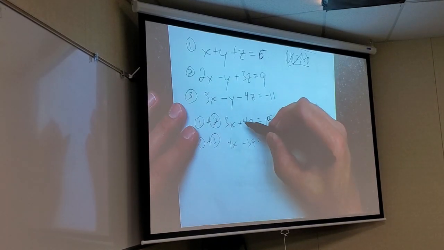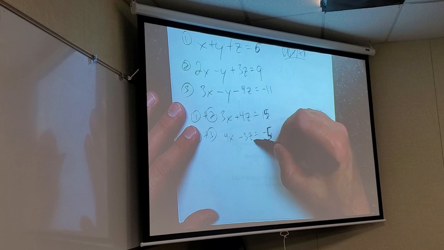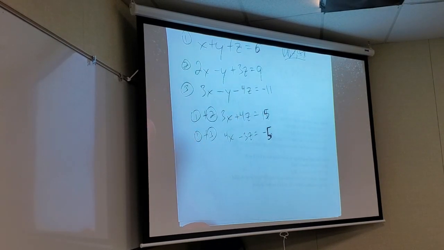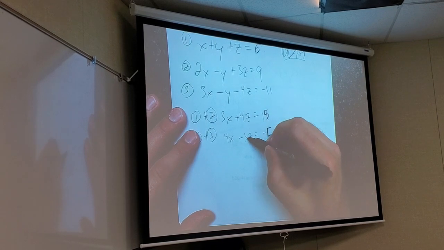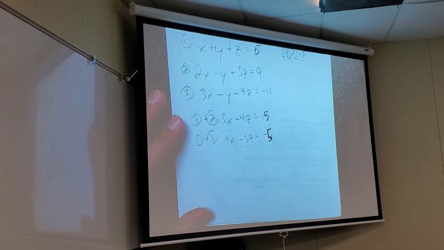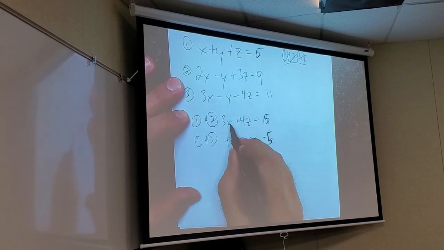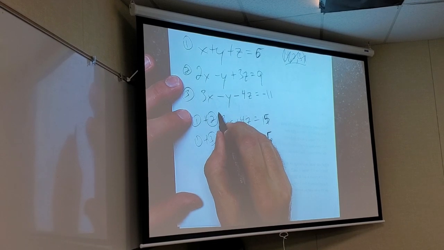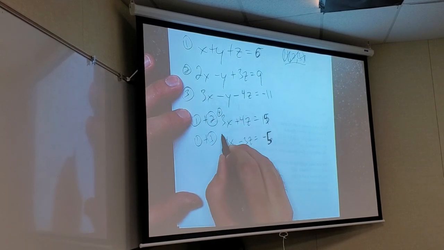Now, real quick. Does everybody agree that the z's already have different signs? Which is good. I want that. What number can I make them both multiply up to be? It's like an LCD. I can make them both multiply up to be 12. So watch this. This is my fourth equation. This is my fifth equation.